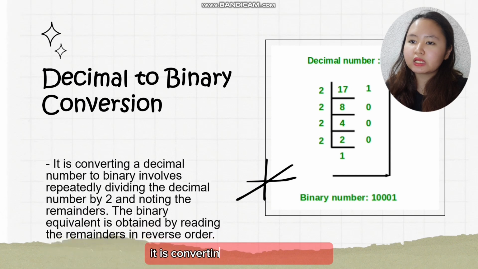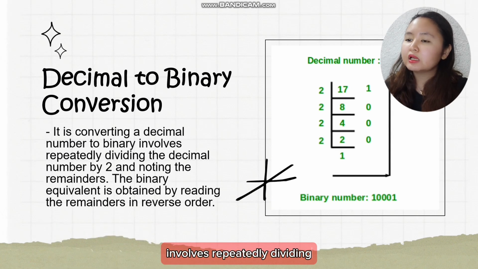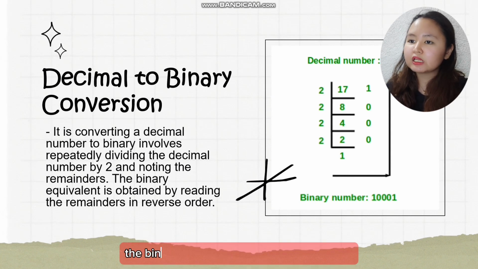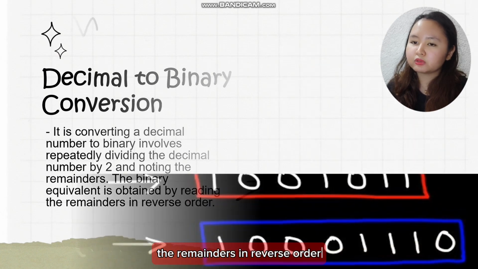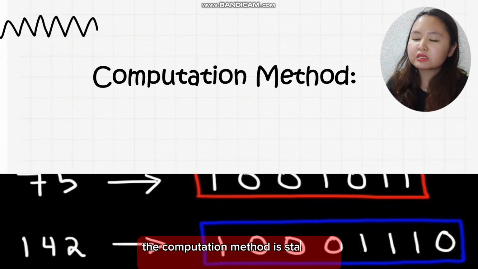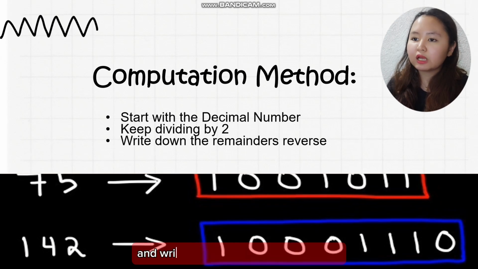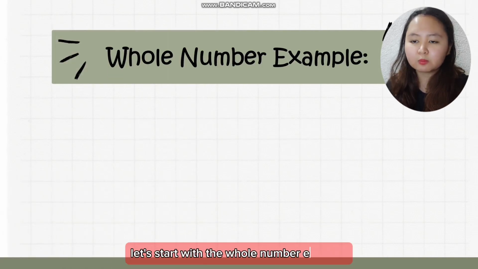Converting a decimal to binary involves repeatedly dividing the decimal number by 2 and noting the remainders. The binary equivalent is obtained by reading the remainders in reverse order. The computation method is to start with the decimal number, keep dividing by 2, and write down the remainders in reverse. Let's start with a whole number example.